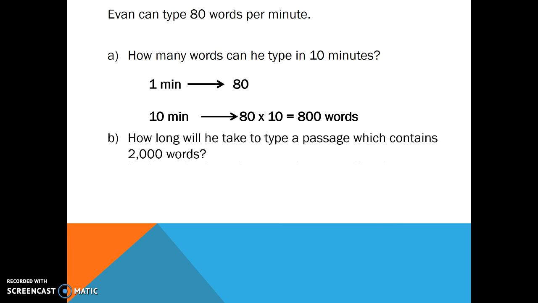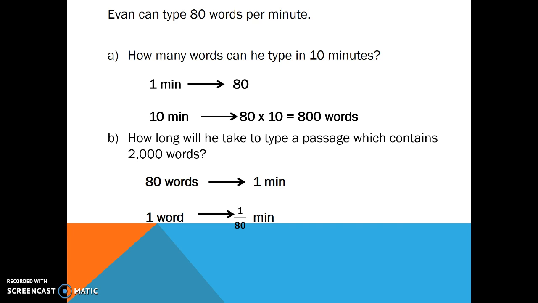Now the second part of my problem says, how long will he take to type a passage which contains 2,000 words? Okay, so we have 80 words, which equals 1 minute, right? And if we solve that for unitary method, we're going to break that down and divide both sides by 80, and we would get 1 word equals 1/80th of a minute. I am not going to do that division and convert that to a decimal.